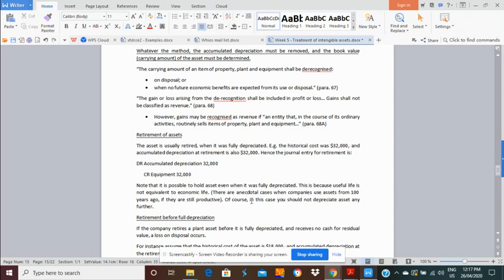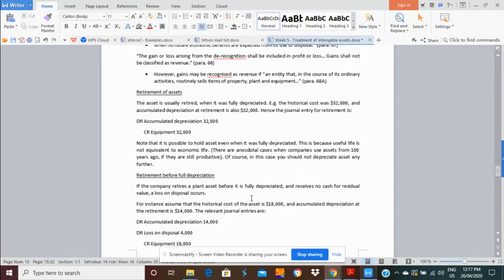Then the next method is retirement before full depreciation. So remember that with full depreciation, the book value of the asset is zero. But if you retire before full depreciation, then the book value is bigger than zero. The asset still has value, still has book value, but you are getting rid of it, although the book value is still positive, which means that you will experience a loss.